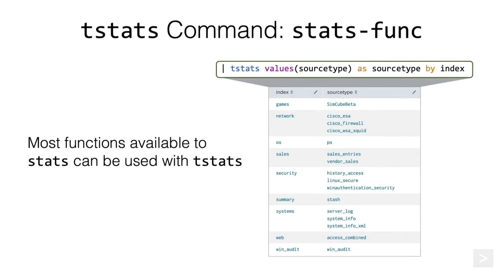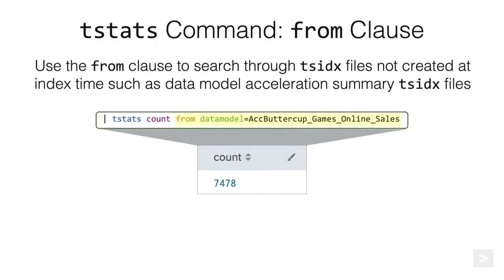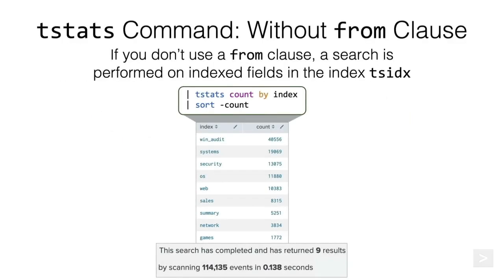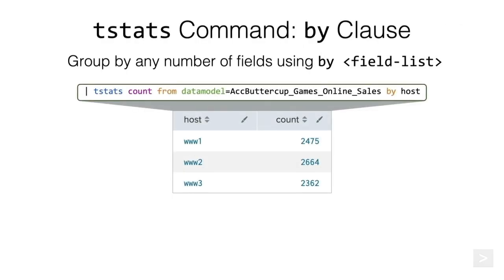It requires the use of a statistical function. Most of the functions are those that are found in the stats command, but not all stats functions are available to tstats. The from clause is used when you want to access data through a data model, giving the tstats command access to the fields of that data model. Without access to the data model, tstats can only, again, access fields found in the TSIDX files of the main index, that is, just indexed fields. The by clause is used to group the statistics by the values of the specified fields in the by clause.